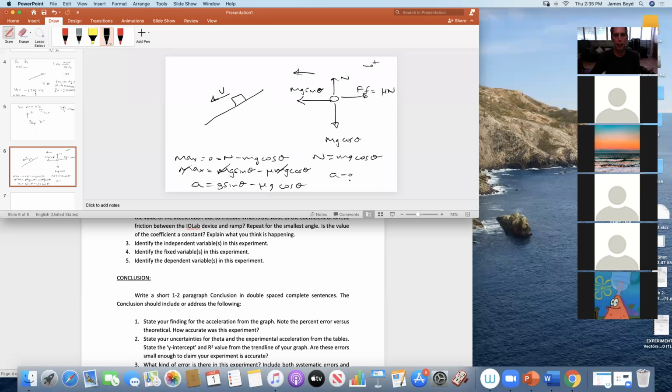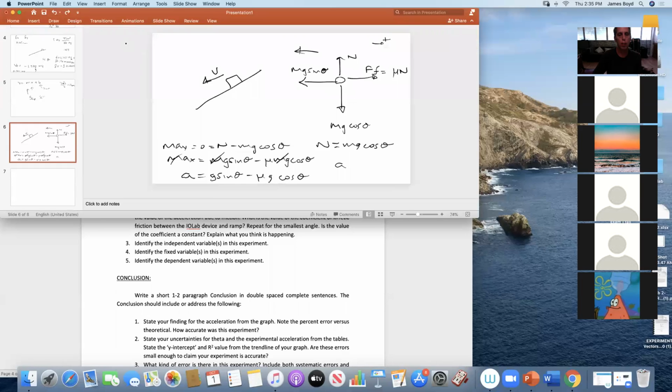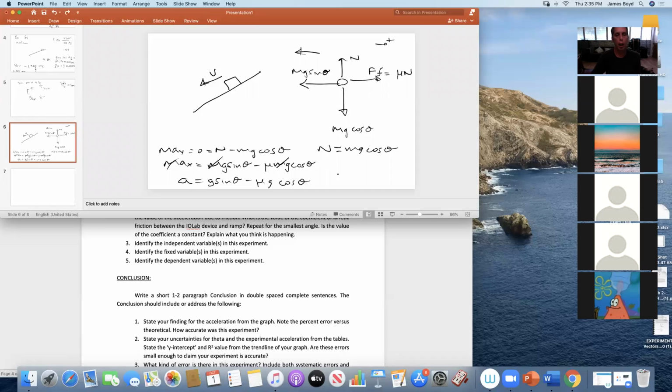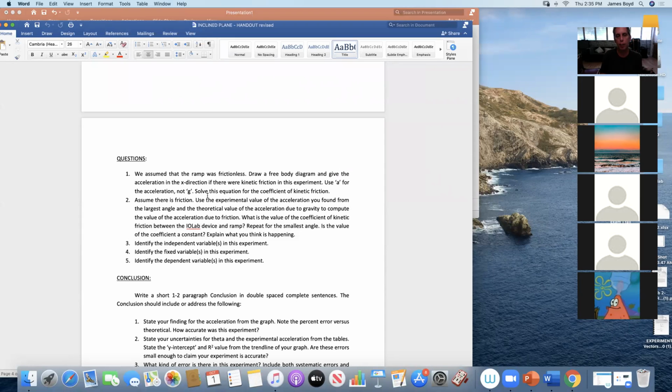Or what you get is that this is A minus g sine theta over g sine theta. Sorry, I have that flipped. I get that mu g cos theta is g sine theta minus A, or that mu is sine theta, you can leave the g there if you want, minus A over g cos theta, okay? That is the value that you're going to need to find, because I want you to solve for the coefficient.